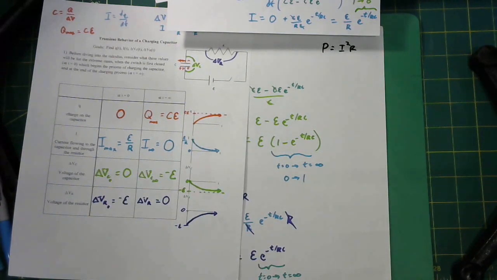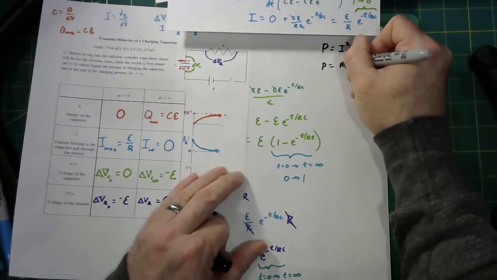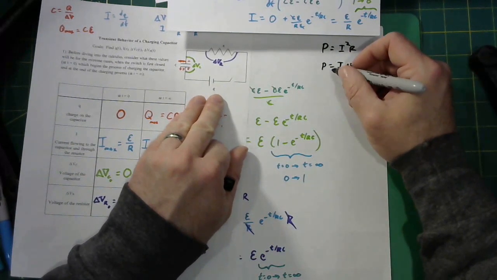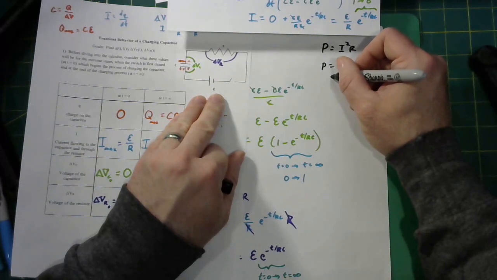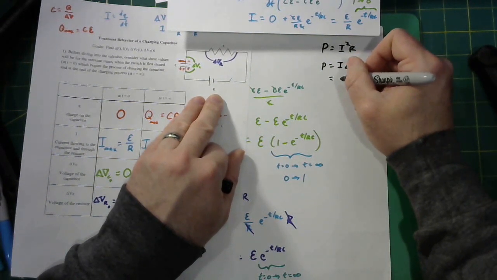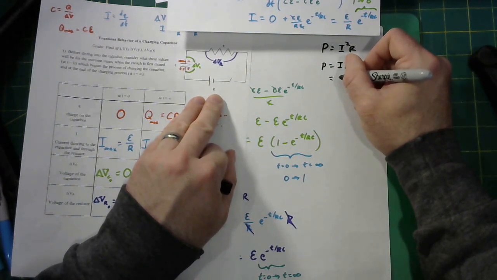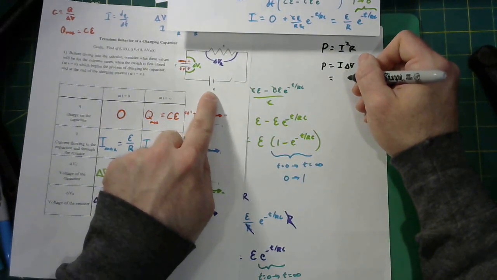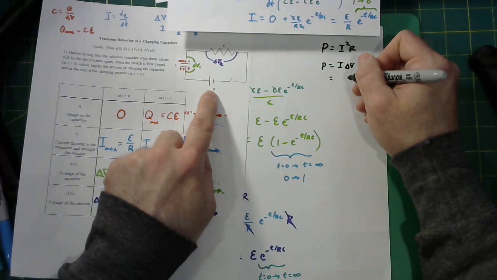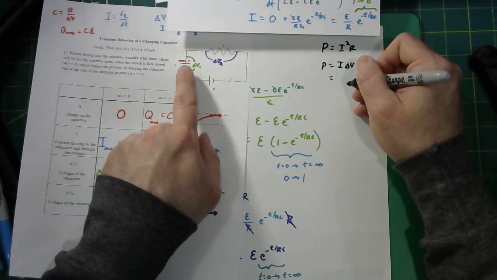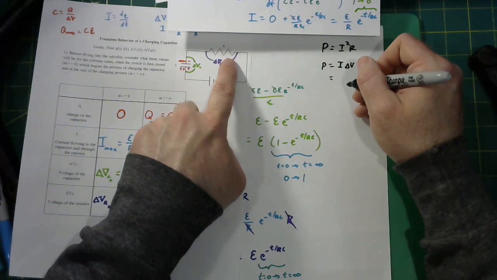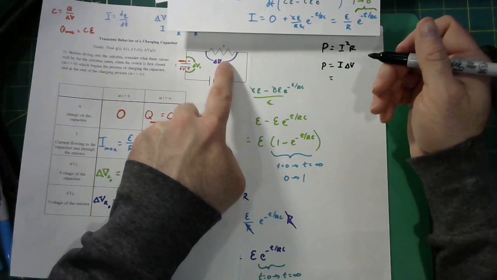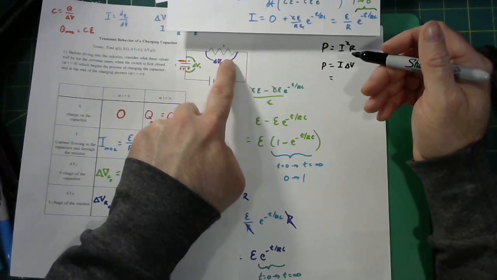We could also do power is I times delta V. I could think about the battery and how quickly we're delivering energy to the circuit from the battery, and that would be I times delta V. That would be the current in the circuit, which again we have this expression for, and I multiply by the voltage of the battery, and that's how quickly the battery is pumping out energy. Some of that energy is going towards potential energy in the capacitor, and some of it is being converted to thermal energy in the resistor.